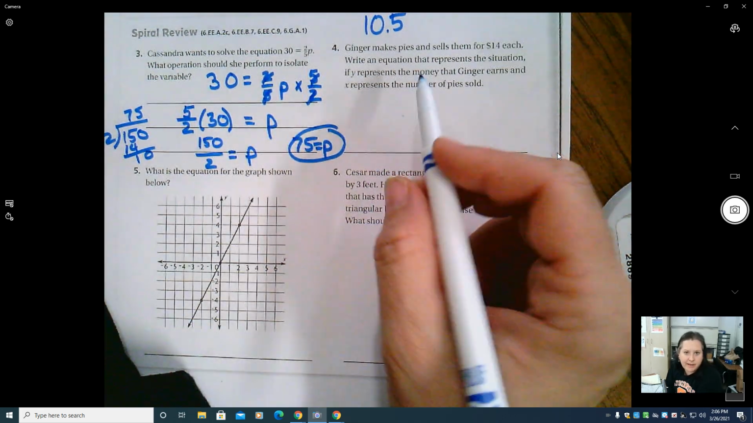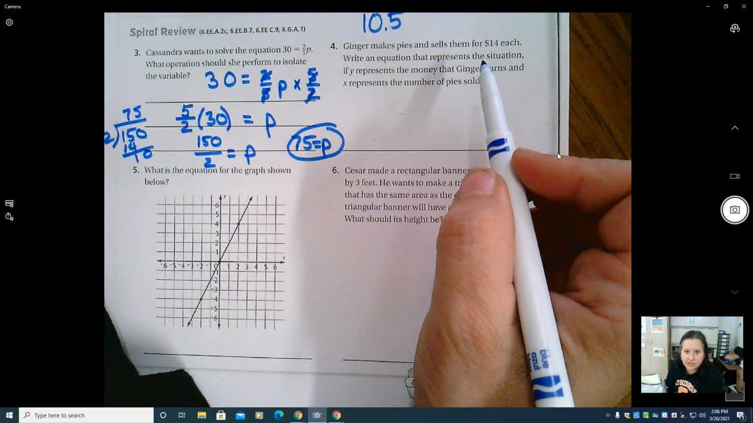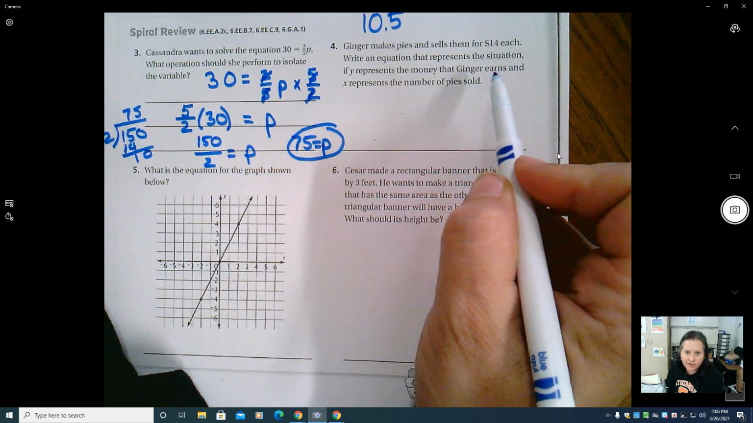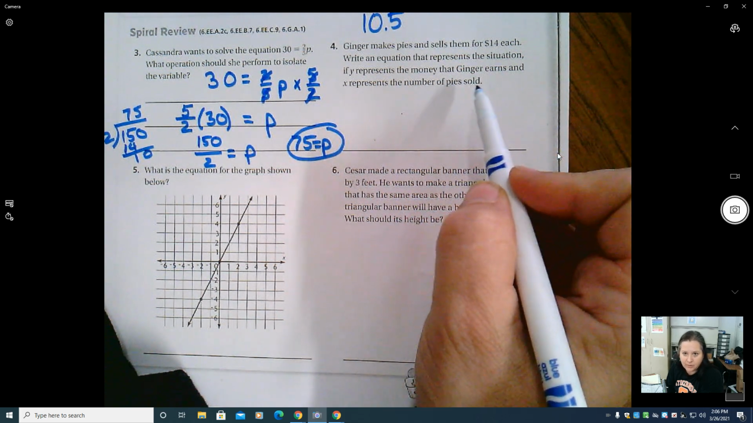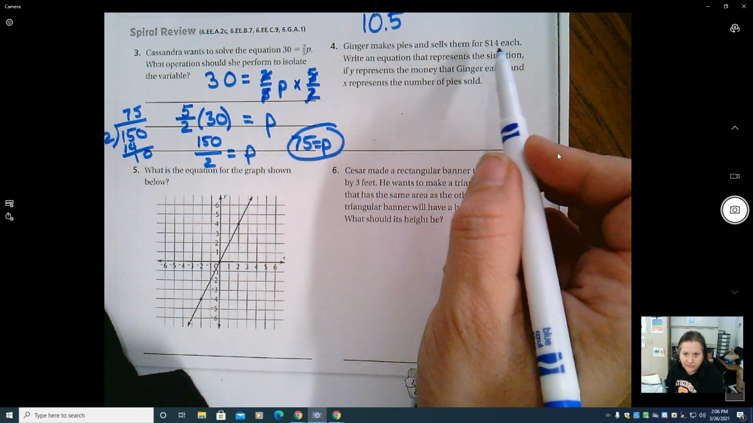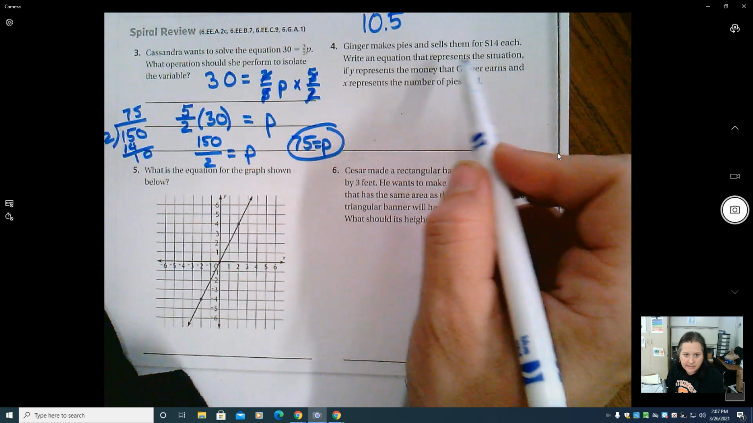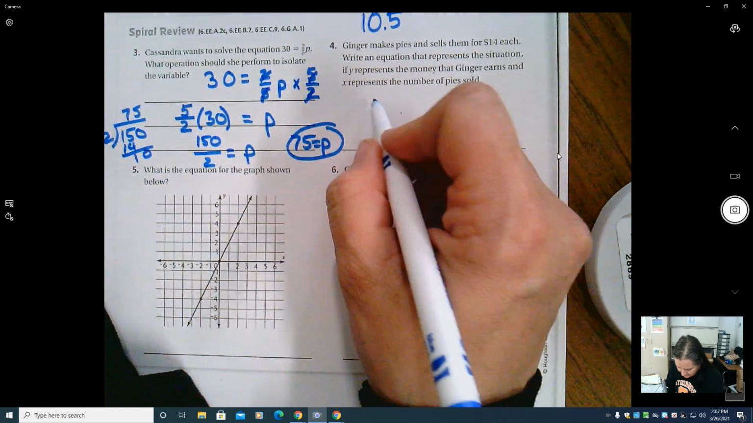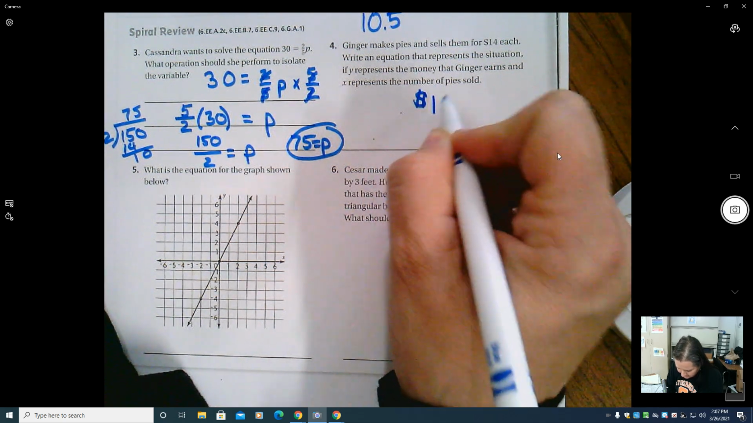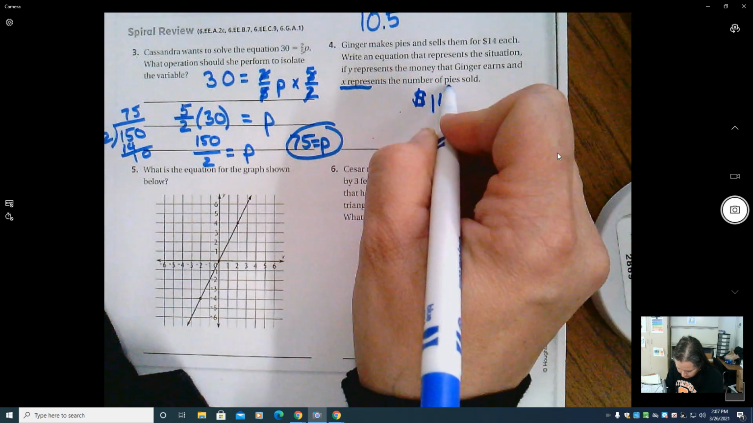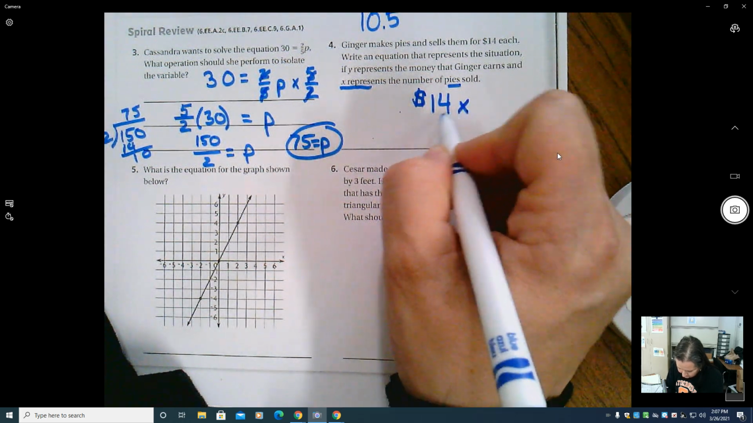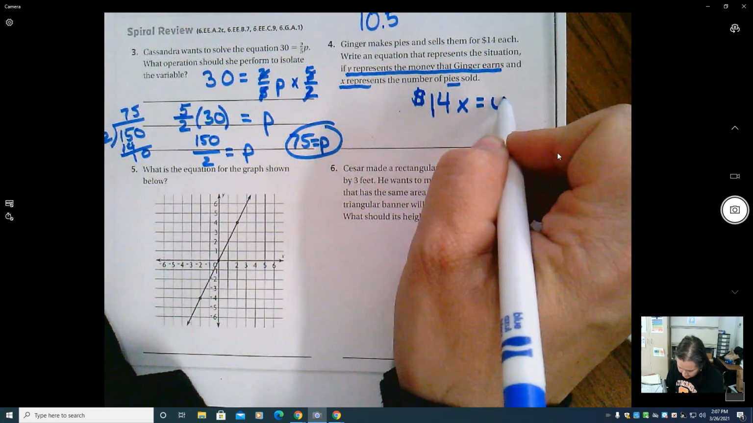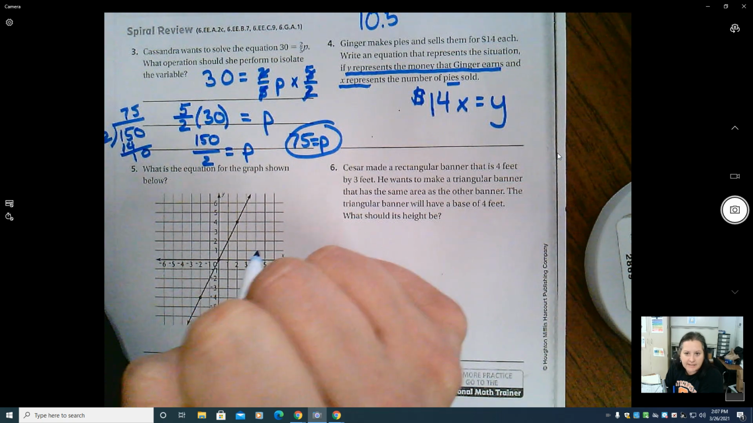Okay, number 4. Ginger makes pies and sells them for $14 each. Write an equation that represents this situation if y represents the money that Ginger earns and x represents the number of pies sold. So we take our $14 for each pie, and x represents the number of pies. So 14 times x is going to equal y, the money that Ginger earns. So 14x equals y.